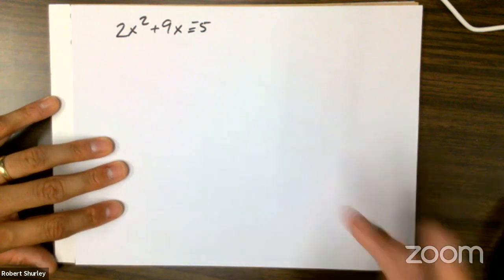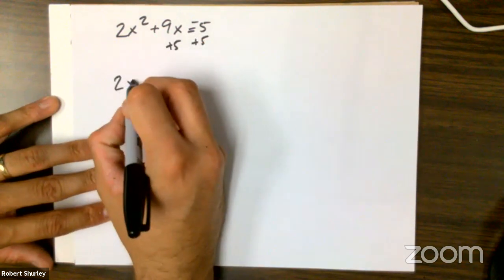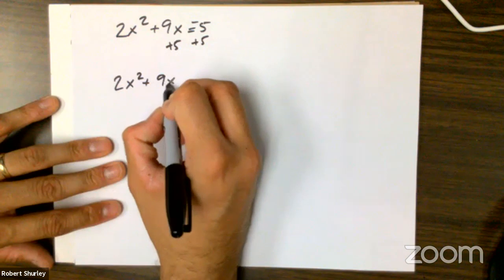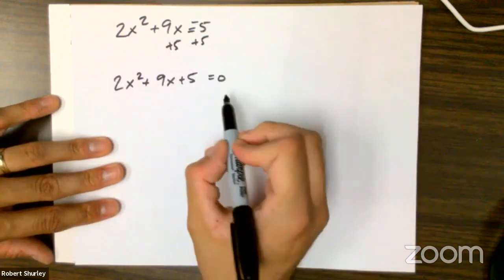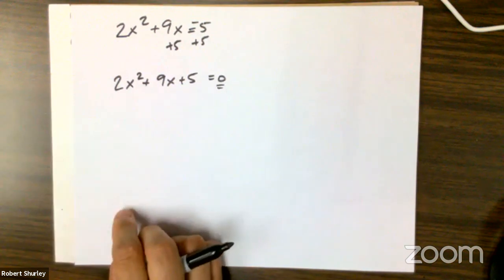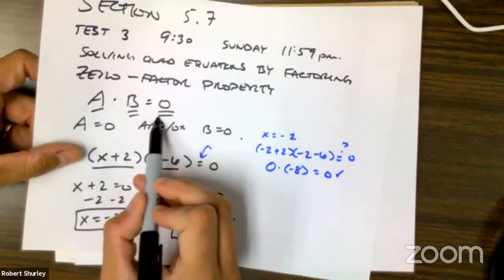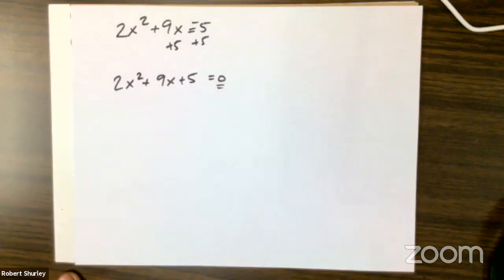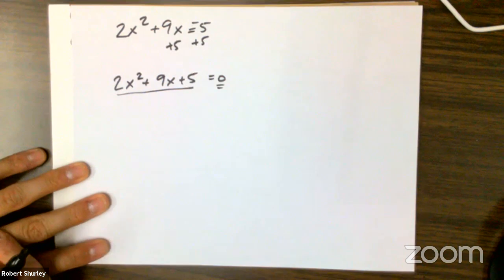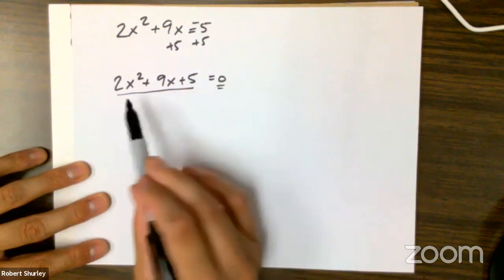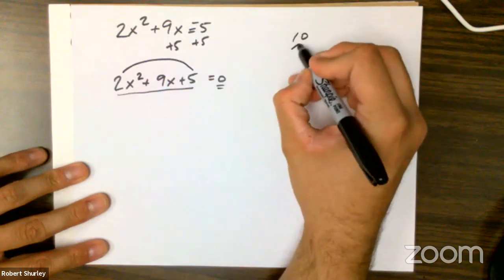The first step is we have to move that -5 over. So we have to add 5. So we get 2x squared plus 9x plus 5 equals 0. So that's the first step. We have to get one side equal to 0 so we can use the zero factor property. It's got to have 0 on one side of it, okay? Then we have to factor the non-zero side. That's what we've done the last two lectures, right? So we're going to factor this. I'm going to use that AC method. So 5 times 2, that's 10.